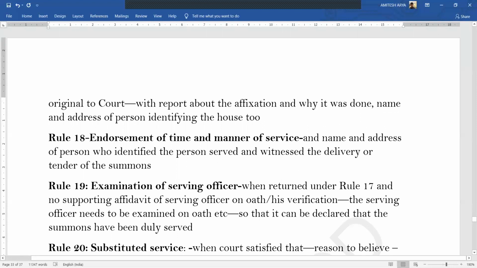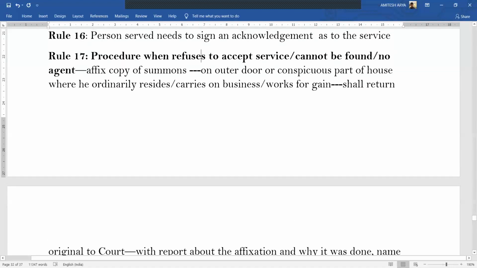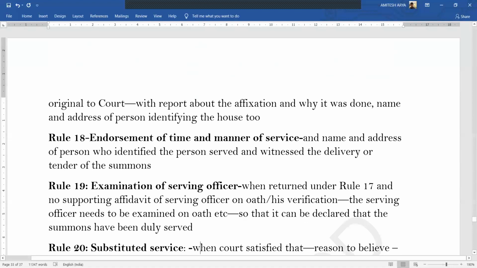Now, rule number 19 is about examination of the serving officer. What did we see in rule 17? Where you are affixing it on the conspicuous part of the house, etc., and there's no supporting affidavit by the serving officer on oath or on verification as to why he did so. Then at that point of time, you have to examine the serving officer so that it can be properly declared that yes, even though there was no person found, by affixation the summons has been taken to be duly served.